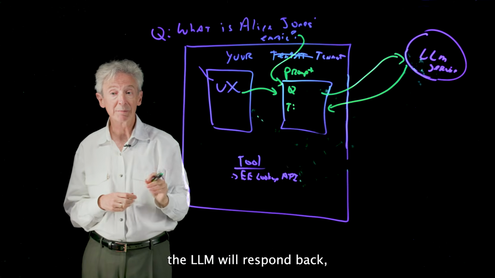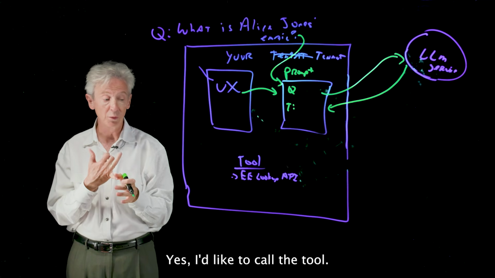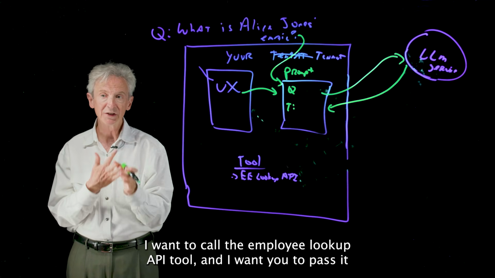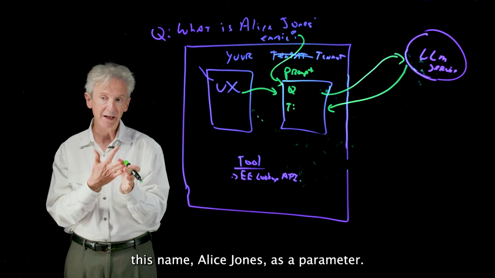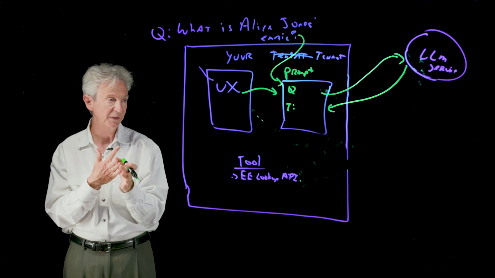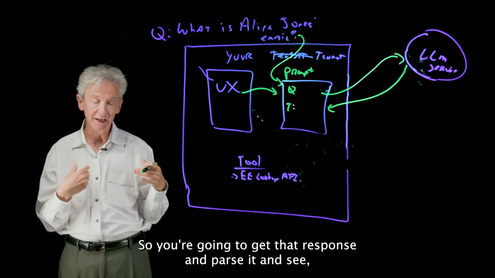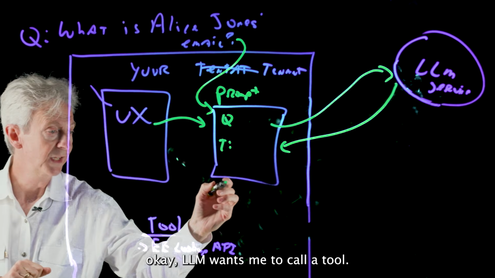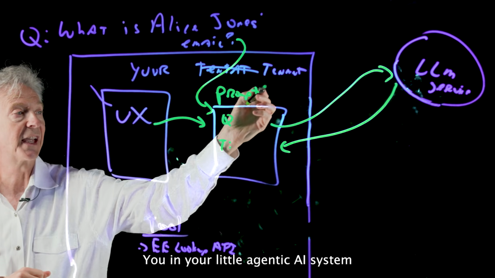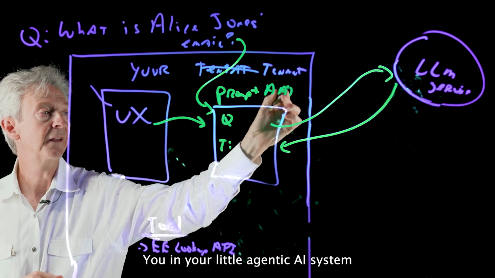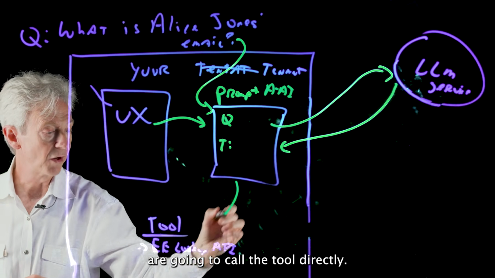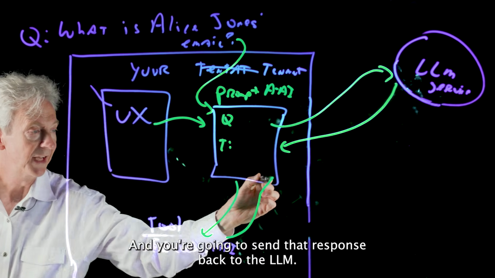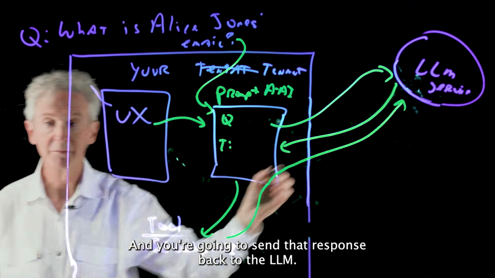The LLM will respond back, yes, I'd like to call the tool. I want to call the employee lookup API tool, and I want you to pass it this name, Alice Jones, as a parameter. So you're going to get that response and parse it and see, okay, the LLM wants me to call a tool. You, in your little Agentic AI system, are going to call the tool directly.